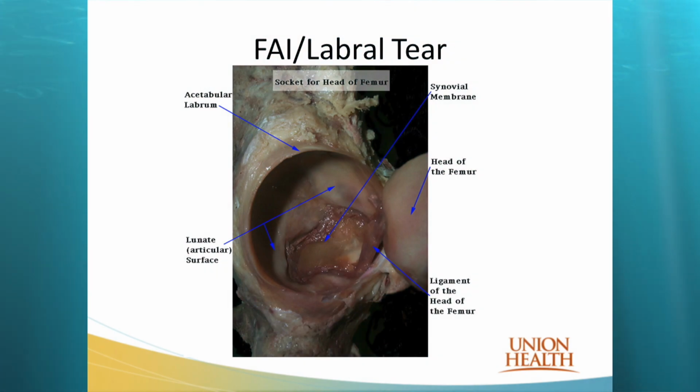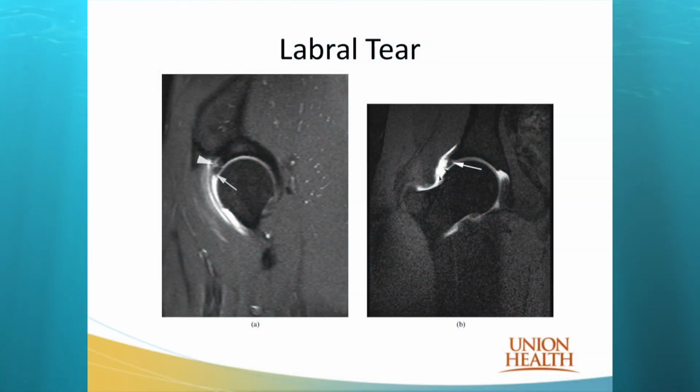The labrum itself is very important to the normal function of the hip. It keeps the fluid in the joint, it keeps the suction on the hip, and it keeps things lubricated like they need to be. It can be torn, and a lot of times it can be torn because of that imperfect socket or that imperfect ball. When we're looking at an MRI, we're looking at that lip, that little edge of the tissue that I showed you previously.